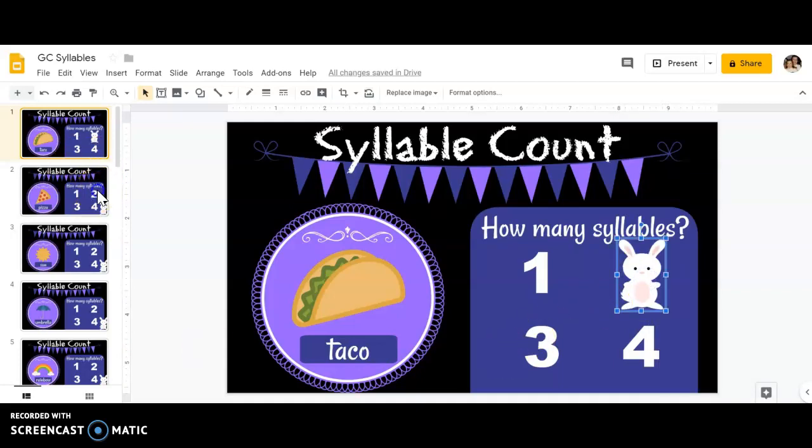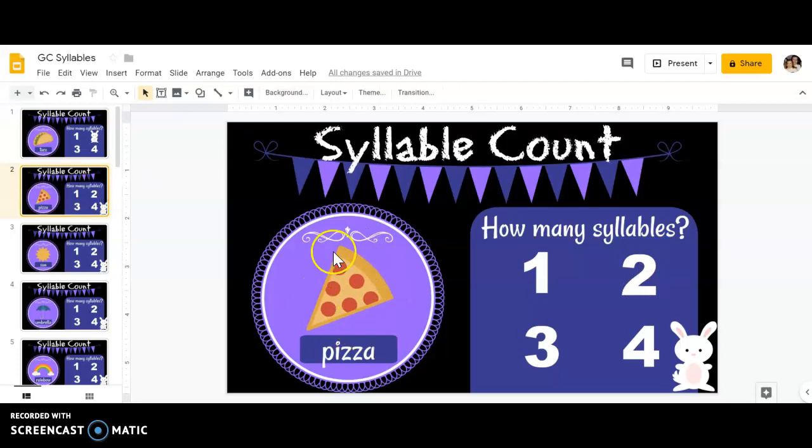Let's do another one together. Here's a picture of a pizza. The word is pizza. I'm going to see how many times my jaw drops when I do pizza. Pizza. That's 2 times. I'm going to also clap it. Pizza. 2 times, so this word has 2 syllables. I'm going to take the bunny and I'm going to pull it over top of the 2.